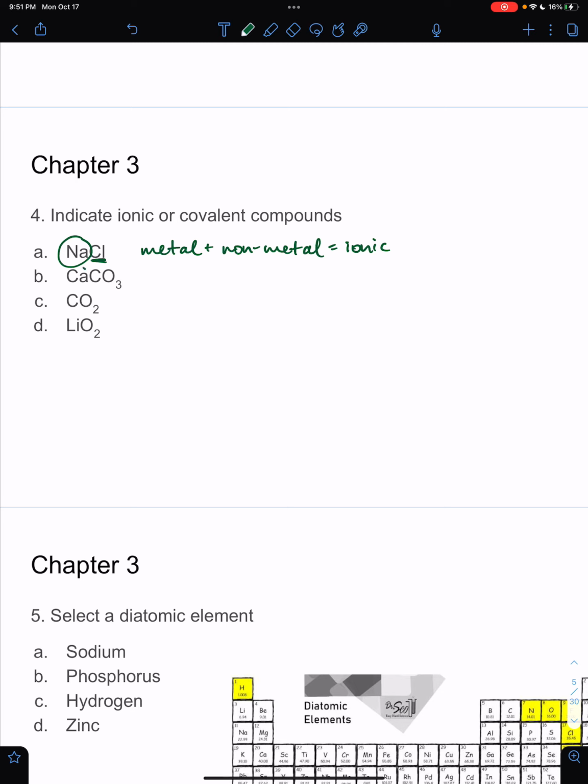Here we have another metal of calcium, which is also right on that left side of the periodic table. It's bonded to this carbonate polyatomic ion made up of all nonmetals. So again, that one's a metal plus a nonmetal, so that's going to be ionic. This one here is carbon dioxide. It's made up of a nonmetal and a nonmetal.